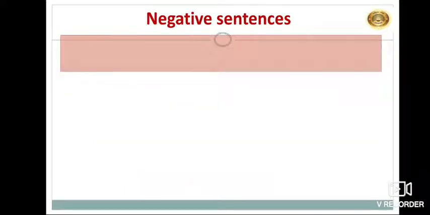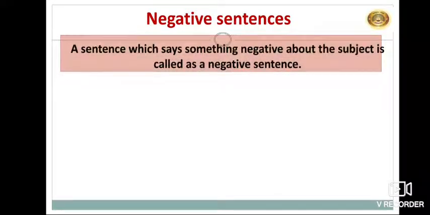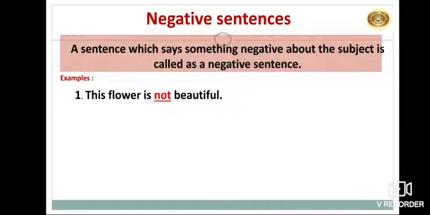Now what are negative sentences? A sentence which says something negative about the subject is called a negative sentence. Now we will understand it better with the help of some examples. Now see the first example. This flower is not beautiful. Now it is a negative sentence because it tells that this flower is ugly. That is, the flower is not beautiful. Not is a negative word. So it is a negative sentence.